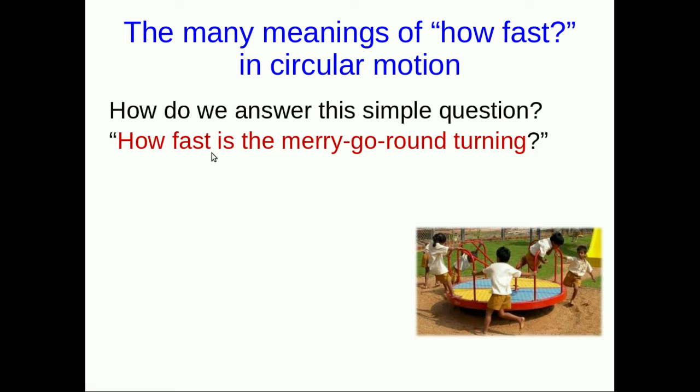Let's think about this very simple question. How fast is this merry-go-round turning? That seems like a simple question, and really it is, but this question turns out to be a little vague. And we can't be vague when we're doing physics. We need very precise definitions.